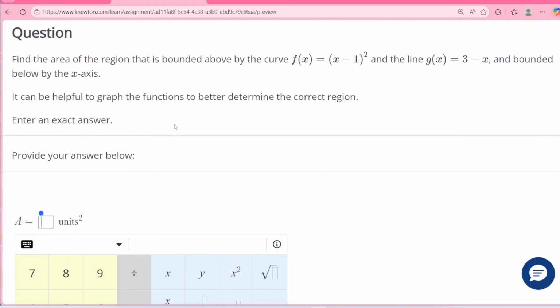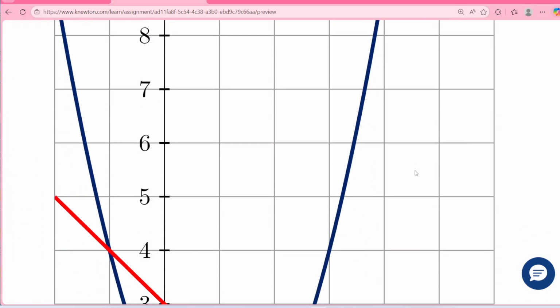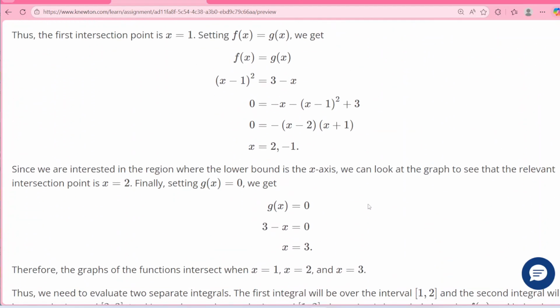So again, that was a little trickier by the way they're worded, right? Bounded above means that the curves they're giving us are on the top. Bounded below means that that should be on the bottom, right? So 5/6 square units total area for that region. Again, they'll show you here. See, it's that region, not the area between the red and the blue here, but the blue and the red are bounding the region above, the x-axis bounding it below. So reread carefully.